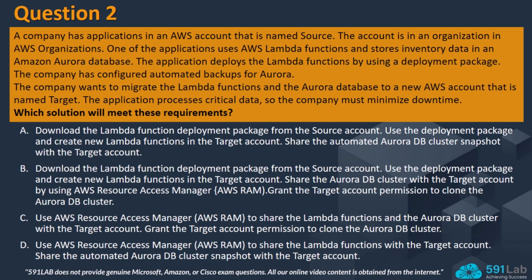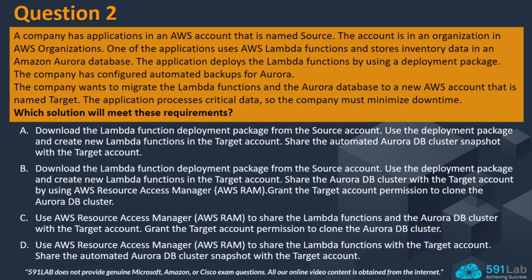This option involves migrating the Lambda functions by downloading the deployment package and creating new Lambda function in the target account. However, it only shares the Aurora DB cluster snapshot with the target account, which might not ensure a seamless migration of the database while minimizing downtime. So this one does not seem to be the correct answer. Option B.